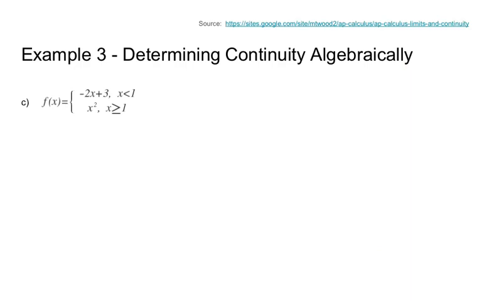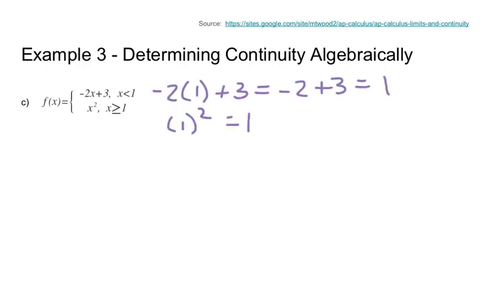Last but not least, part C of example 3, another piecewise, but notice this time we've got something linear and something quadratic. Both of those are continuous over all of their domain, so there shouldn't be any asymptotes, holes, or jumps. But the jump I should probably check first by plugging in a 1 for both of them. When I plug in a 1 for each piece of the piecewise, they're both meeting up at a y value of 1, so there will not be a jump discontinuity.